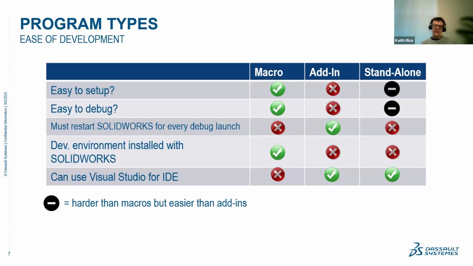Standalones are technically harder than macros, but if you write a macro and your main program is in .NET, you have to convert from VBA to .NET. So sometimes it's easier to just use the standalone as a sandbox.